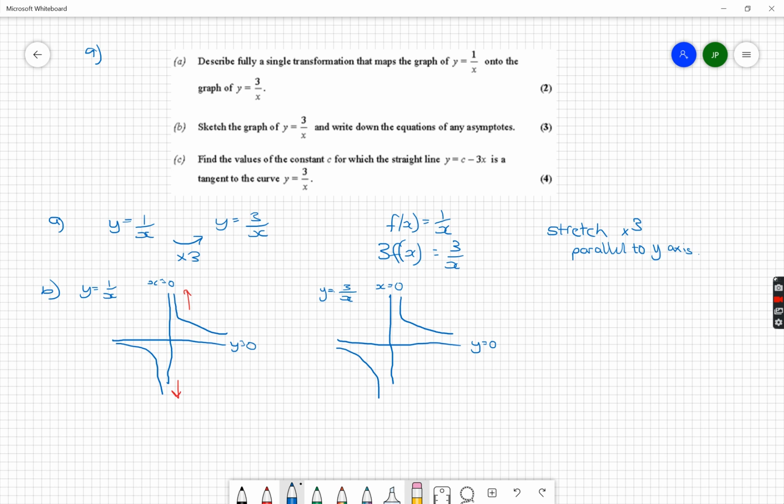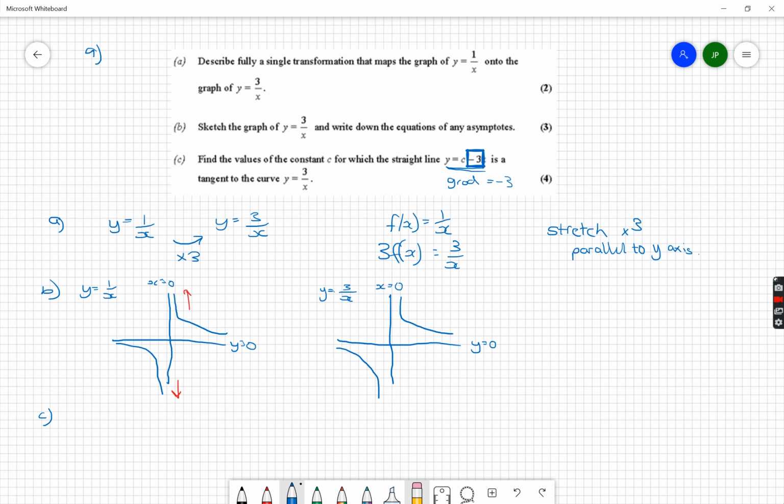Finally, part C, we've got find the values of the constant c for which the straight line y equals c minus 3x is a tangent to the curve. Right, what we need to think about is what this line has given us. Well, if we know that's a tangent, from our equation of a line, y equals mx plus c, I know straight away what the gradient is. So the gradient of my tangent has to be minus 3.